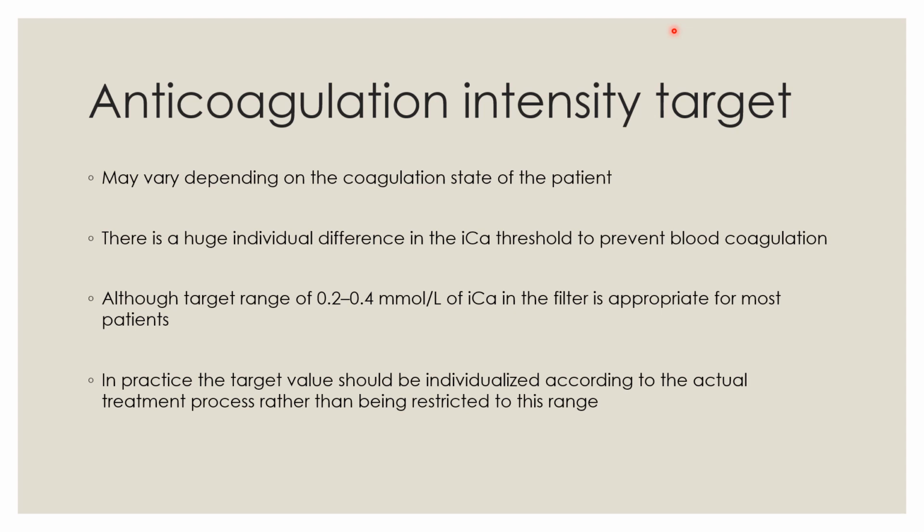Remember, anticoagulation intensity should not be set solely based on the level of ionized calcium. Although the target range of 0.2 to 0.4 millimole per liter of ionized calcium in the filter is appropriate for most patients, in practice the target value should be individualized according to the actual treatment process rather than being restricted to this range, especially when clotting starts to occur in the filter. It would call for an empirical increase of citrate infusion rate to minimize clotting propensity, even if the level of ionized calcium is in range post filter.